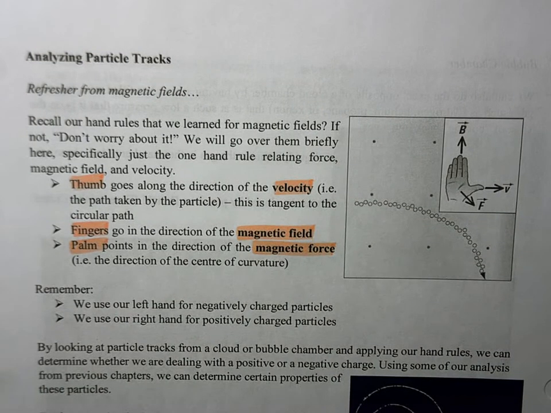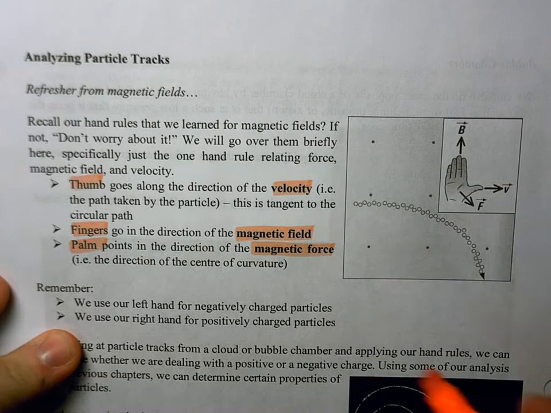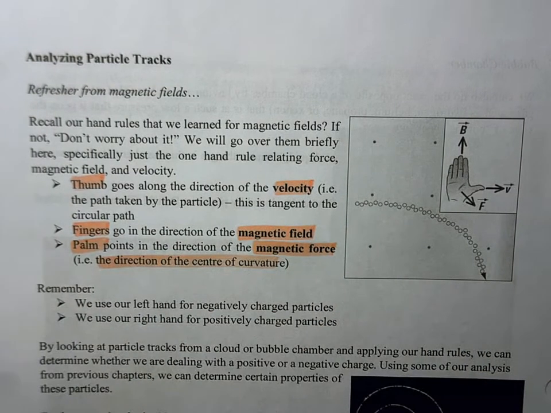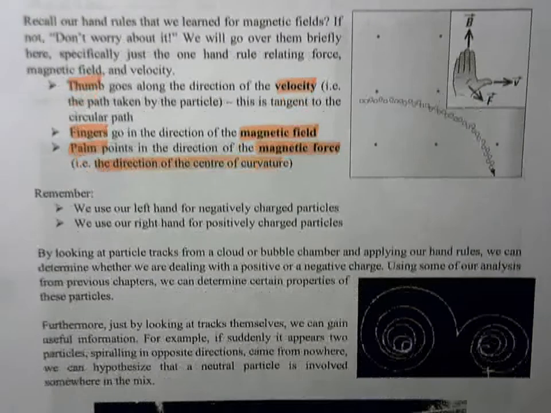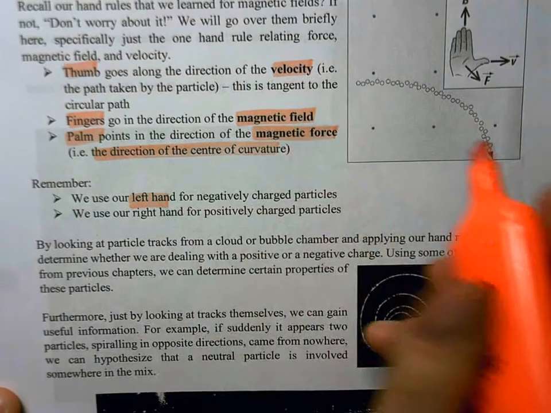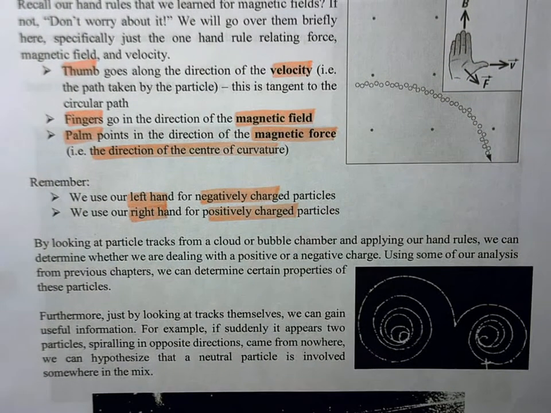The main thing when we're dealing with anything circular motion, since this is what we're looking at because we're looking at particles in a magnetic field, is the direction of the center of curvature. So you want your palm pointing towards that center of curvature. Again, left hand for negatively charged particles, right hand for positively charged particles.